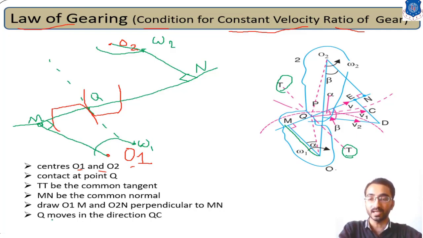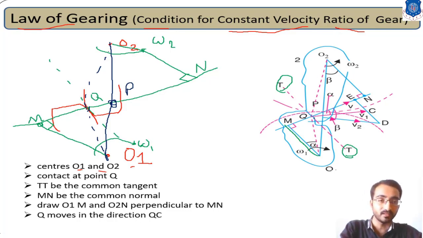Now with the help of this diagram, we can consider closed triangles. If we join point Q with point O1, this is triangle 1, and in a similar way if we connect O2 and Q, that will be triangle number 2. As O1 and O2 are the two centers of the two gears, if we join O1 and O2, this line will give you point P, which is the pitch point on the common contact.